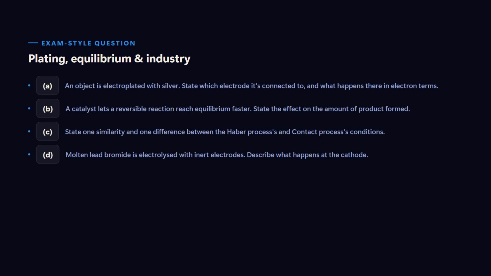Part C. State one similarity and one difference between the conditions used in the Haber process and the contact process. Part D. Molten lead bromide is electrolyzed using inert electrodes. Describe what happens at the cathode in terms of the lead ions and their charge.